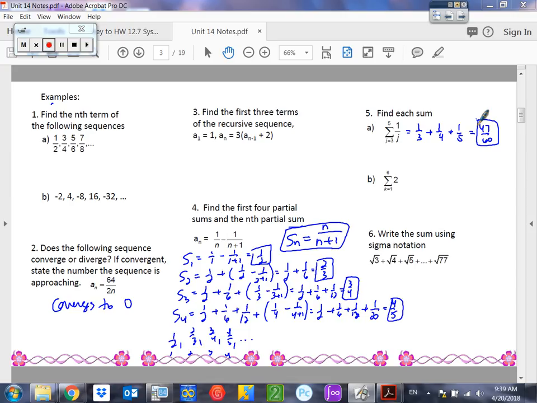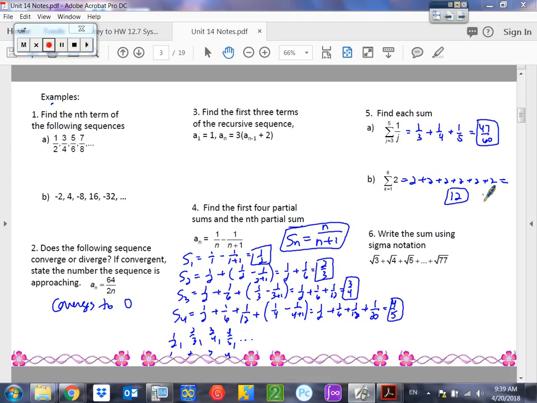The next one is just weird, right? I don't even have a variable in there. Just a 2. What does that mean? That means the first term is 2. What about the second term? It's 2. The third term is 2. I guess it's a little boring, right? Every term is 2. So it wants me to take the first term through the sixth term and add them all together. So I would do 2 plus 2 plus 2 plus 2 plus 2 plus 2. There'd be 6 of them, and that would give me 12. That's what that's telling me to do.